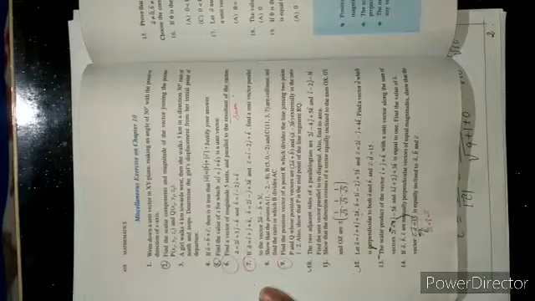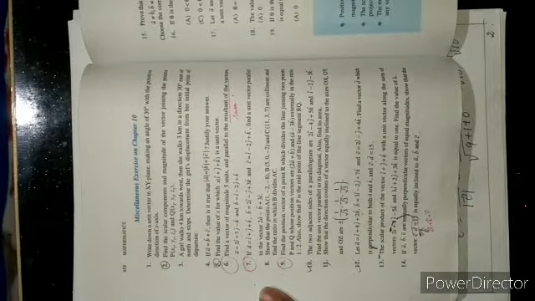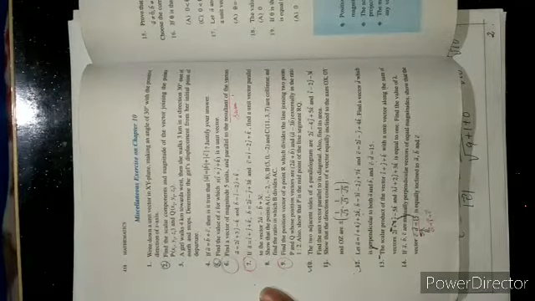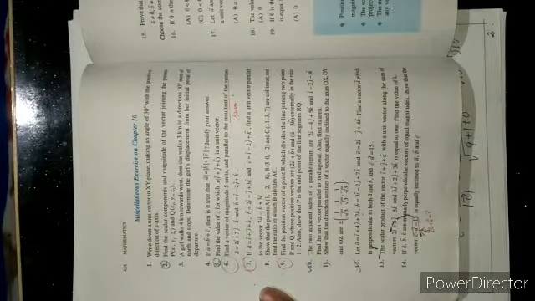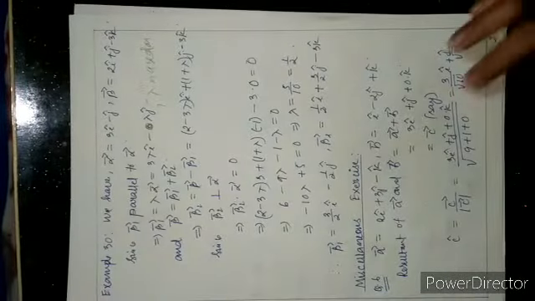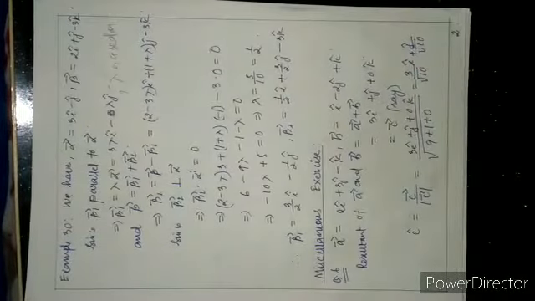Find a vector of magnitude 5 units and parallel to the resultant of the vectors A vector and B vector. Resultant means the sum of the two vectors.